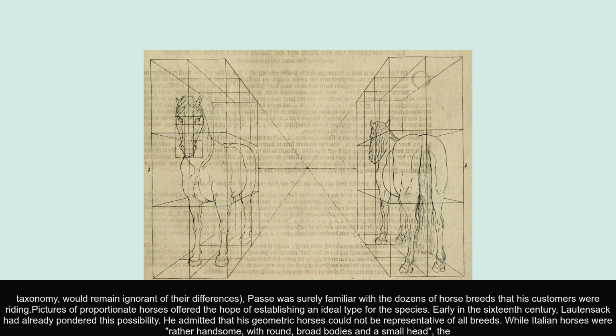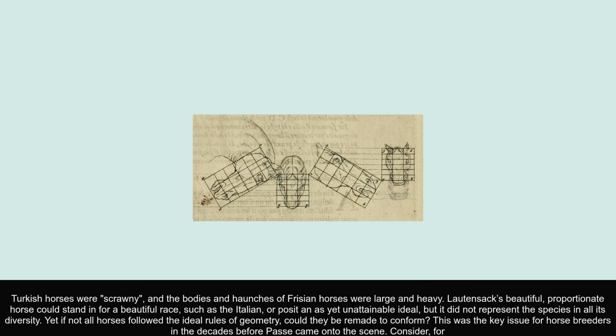While Italian horses were rather handsome, with round, broad bodies and a small head, the Turkish horses were scrawny, and the bodies and haunches of Frisian horses were large and heavy. Lauf Densack's beautiful, proportionate horse could stand in for a beautiful race, such as the Italian, or posit an as yet unattainable ideal, but it did not represent the species in all its diversity. Yet if not all horses followed the ideal rules of geometry, could they be remade to conform? This was the key issue for horse breeders in the decades before Passé came onto the scene.